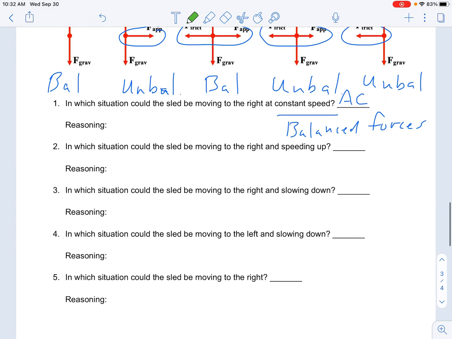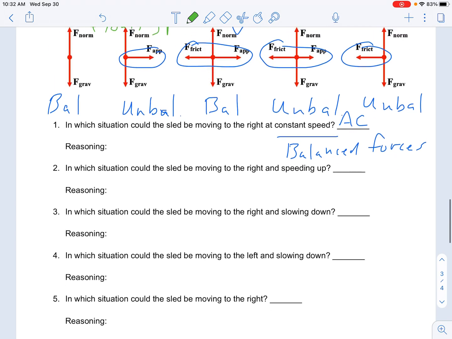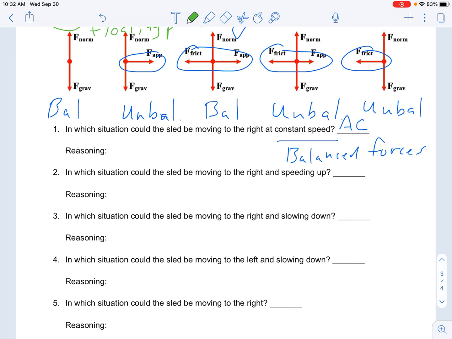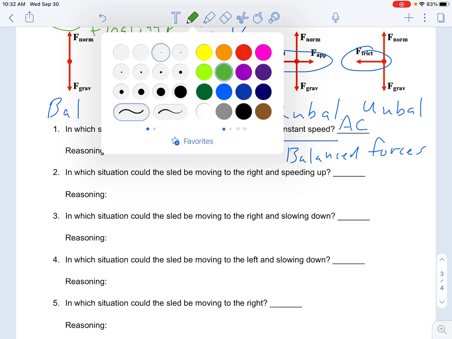If you want to pause and take a look at number 2, you can. Try it on your own, and then I'll go over the answer to it. Okay, let's do that one. In which situation could the sled be moving to the right and speeding up?